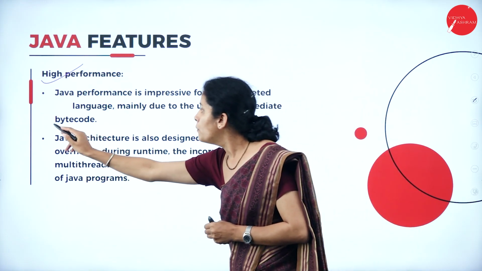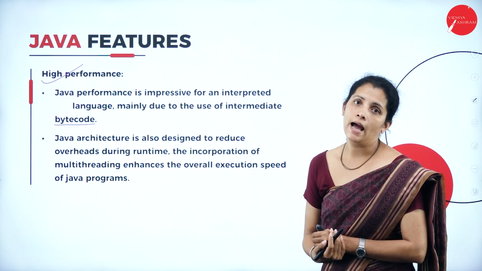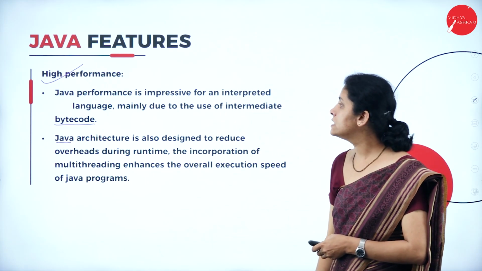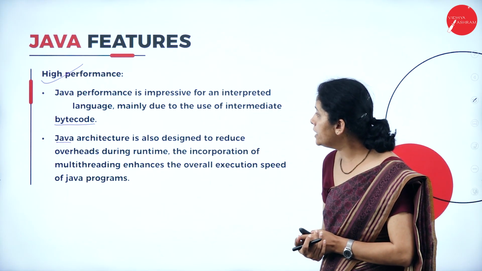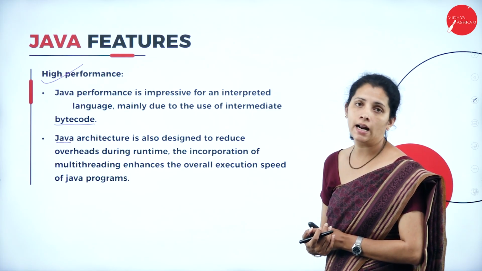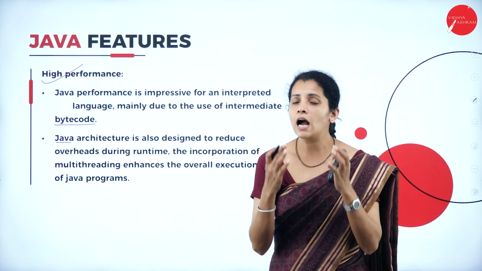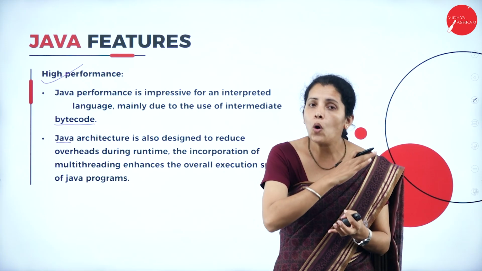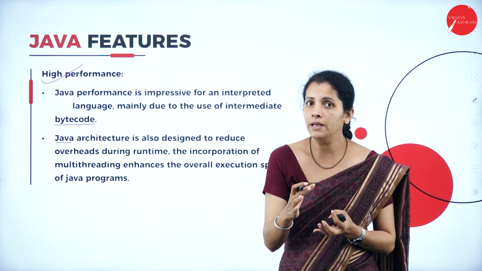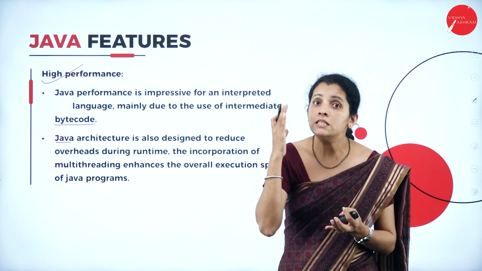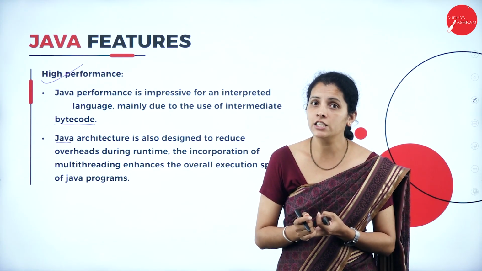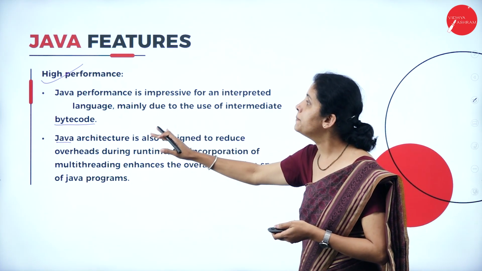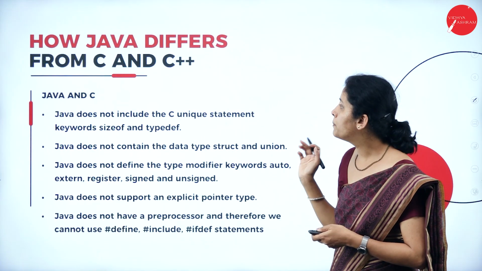So when it is an interpreter, then I have bytecode. Java architecture is also designed to reduce overhead during runtime. That means Java is designed in such a way that it is going to reduce all the overhead. That means it is going to have strict compile time data checking as well as error checking. So these are some of the features of Java.